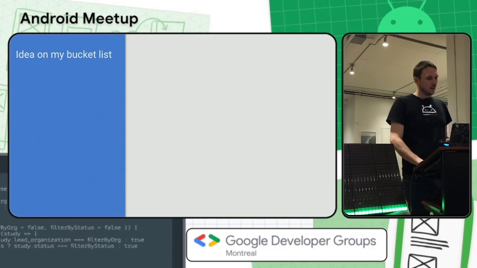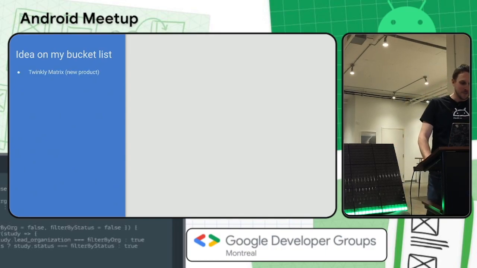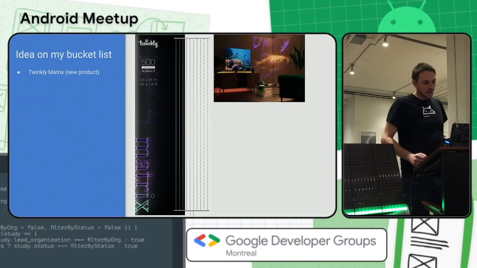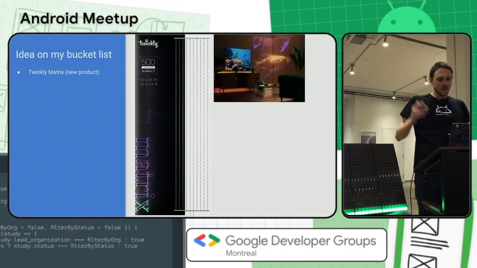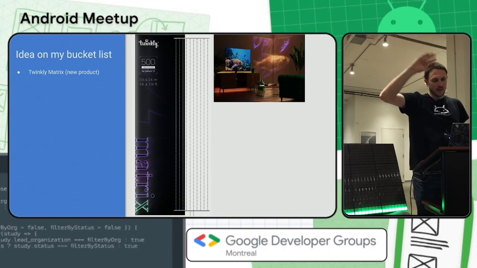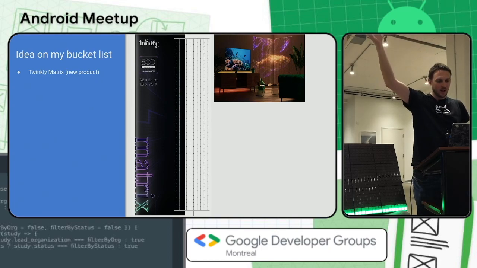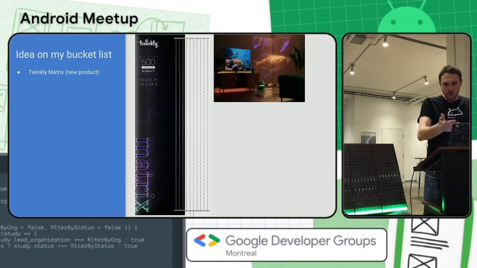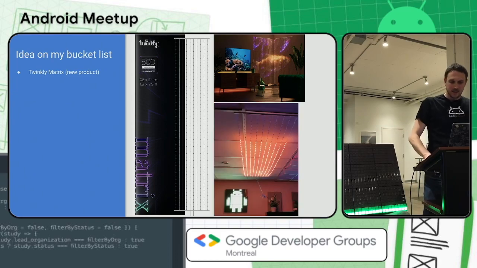And another idea on my bucket list, which is also using a Twinkly product. This one is called the Matrix. It's a curtain of light, an array of LED strings, and it's supposed to work a little bit like a matrix, set up like that. I did order one unit.